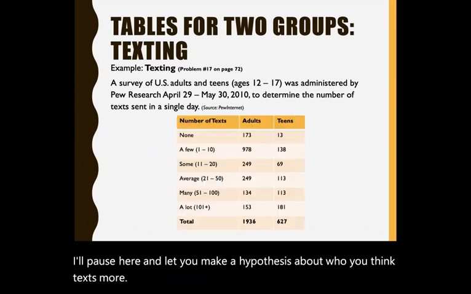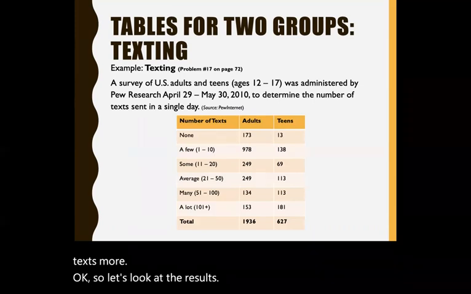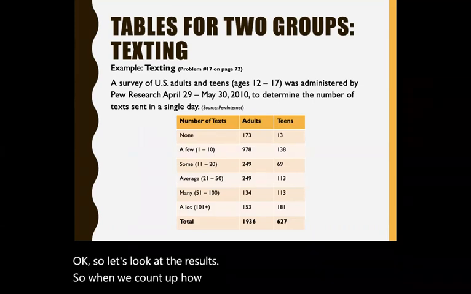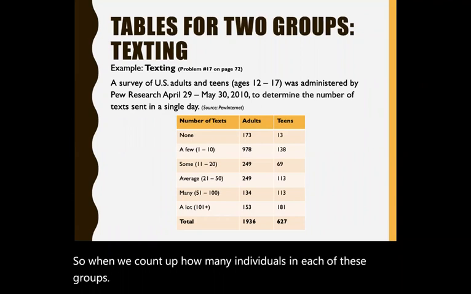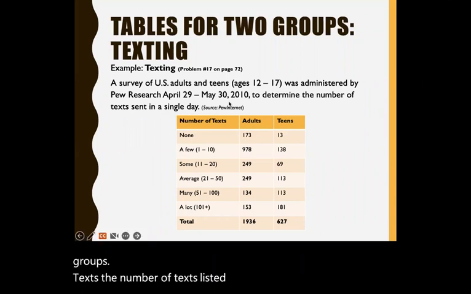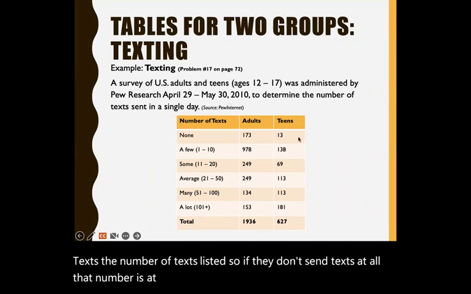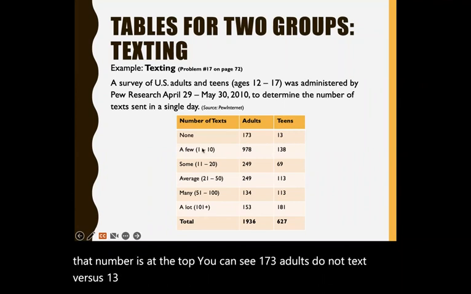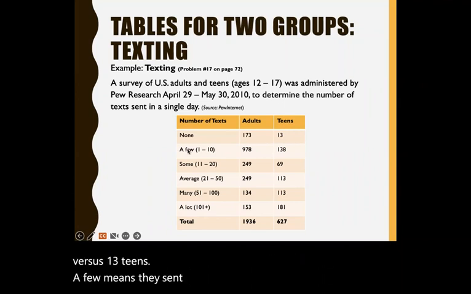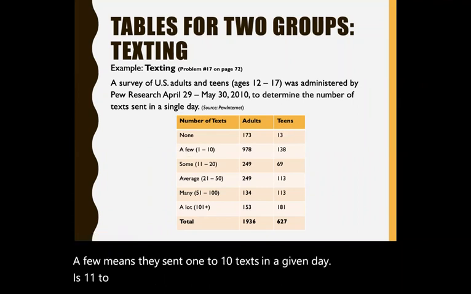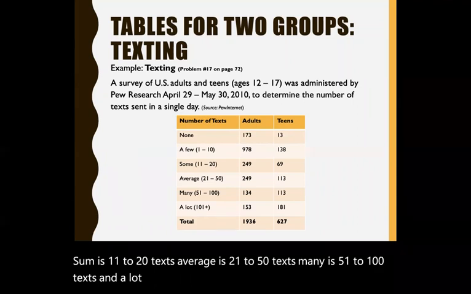Okay, so let's look at the results. So when we count up how many individuals in each of these groups texts, the number of texts listed. So if they don't send texts at all, that number is at the top. You can see 173 adults do not text versus 13 teens. A few means they sent 1 to 10 texts in a given day. Some is 11 to 20 texts. Average is 21 to 50 texts. Many is 51 to 100 texts. And a lot is anyone going crazy with about 101 or more texts.